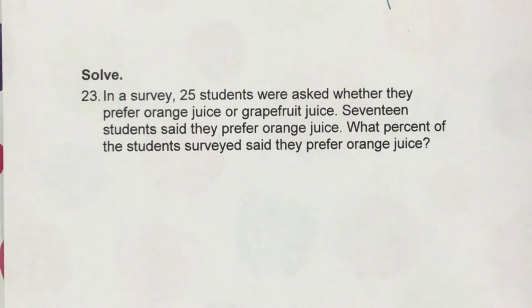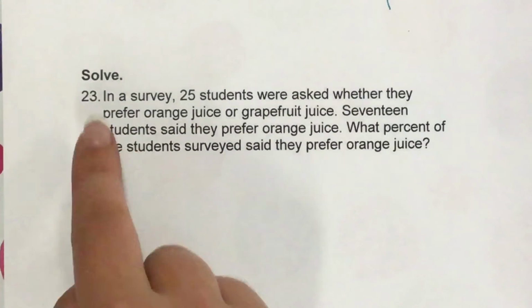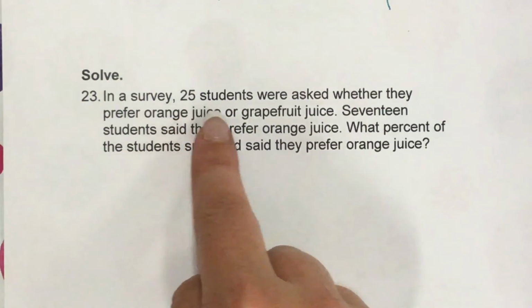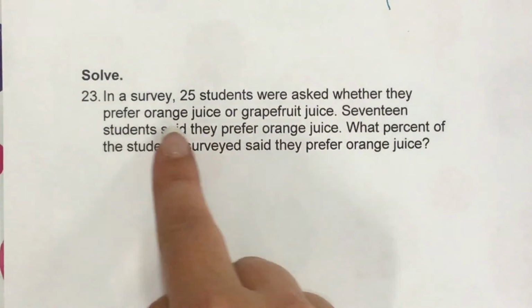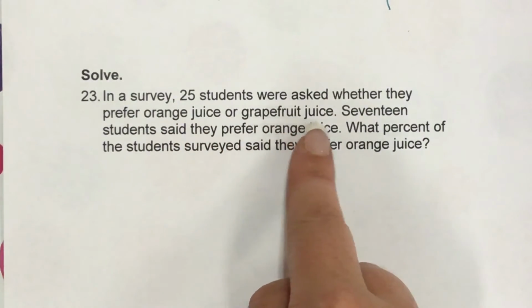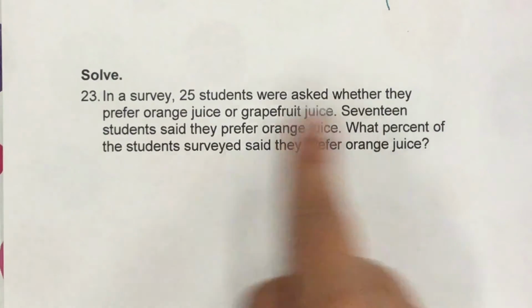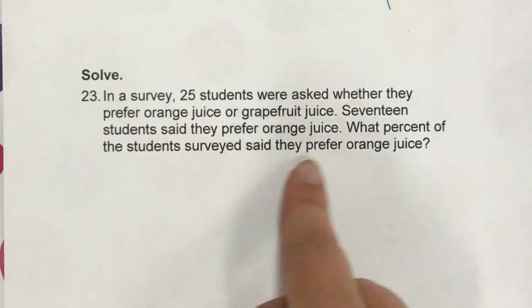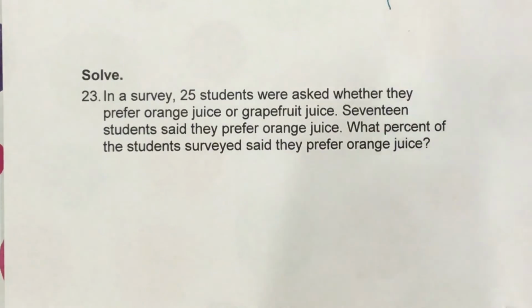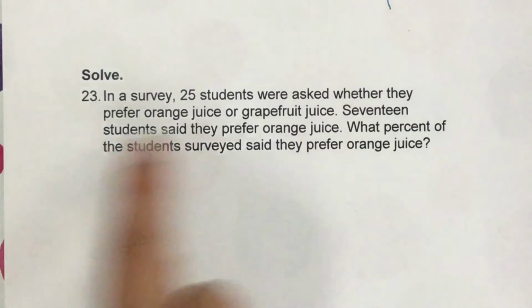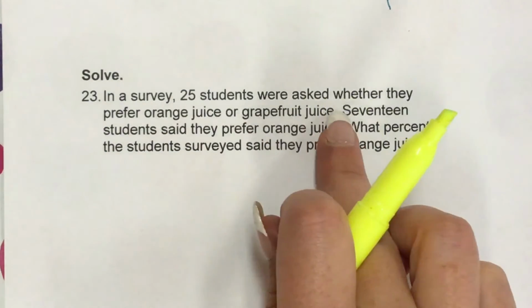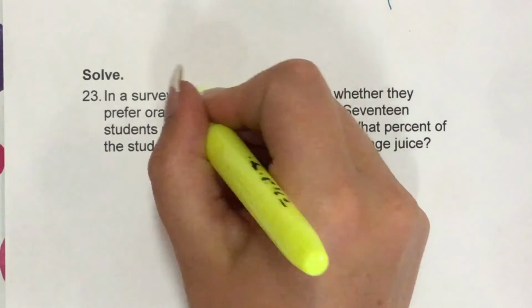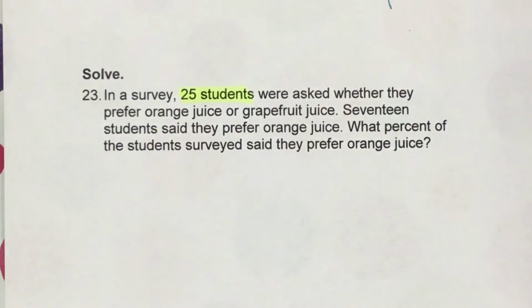All right, we're back. Let's go ahead and see how you did on problem 23. It states, in a survey, 25 students were asked whether they prefer orange juice or grape juice. 17 students said they prefer orange juice. What percent of the students said they prefer orange juice? Okay, so there's a couple key pieces of information. It says, in a survey, 25 students were asked. So that's the total. 25 students is the total.